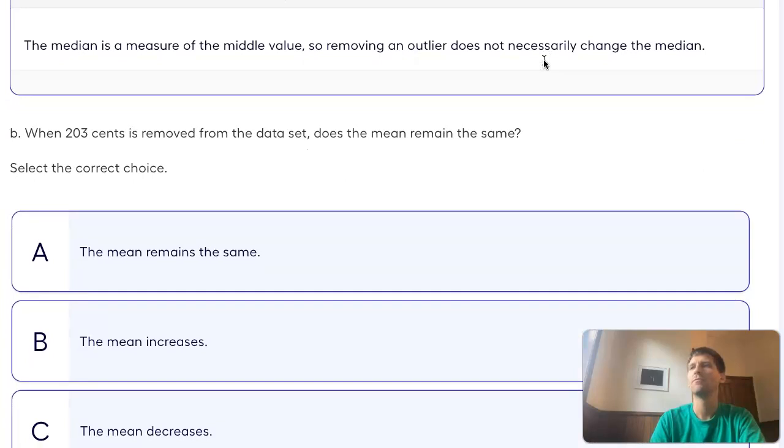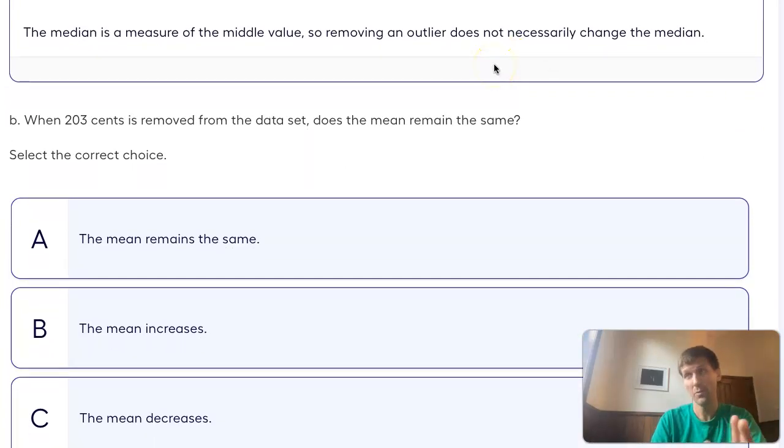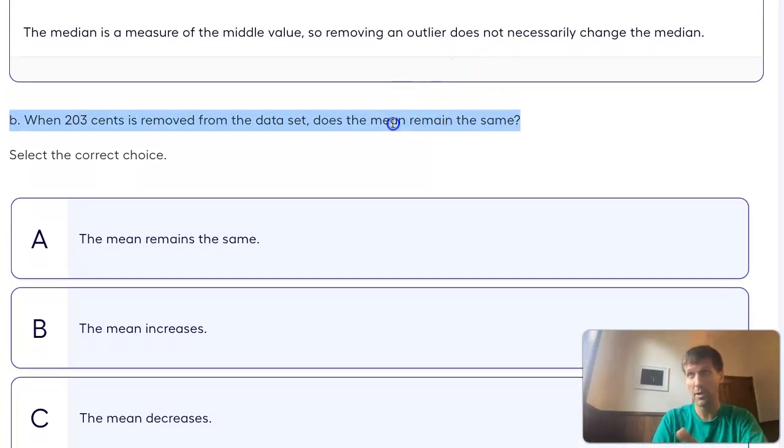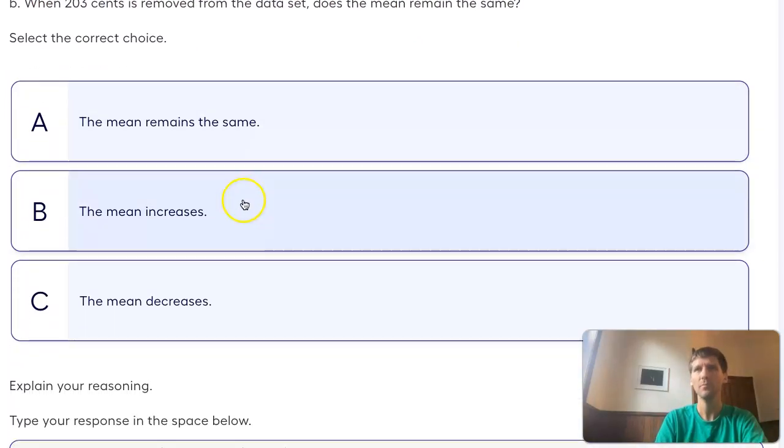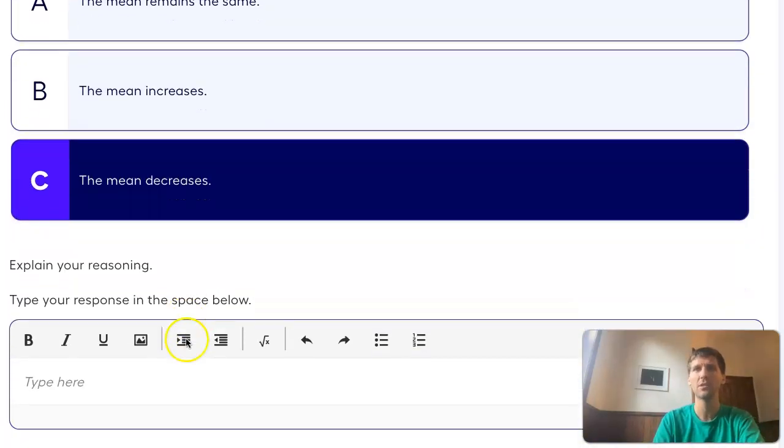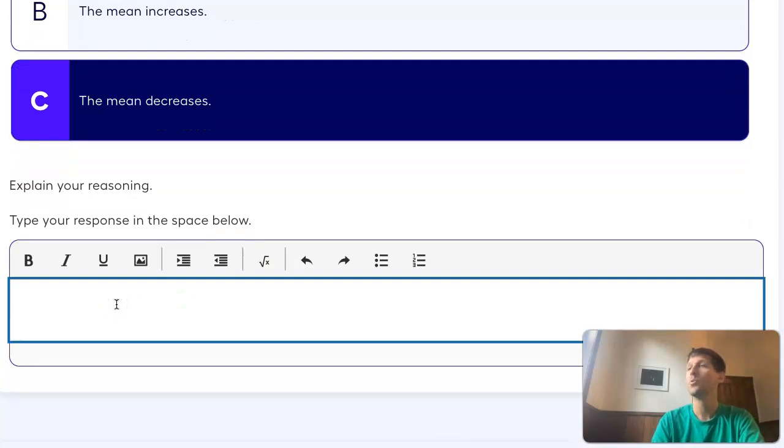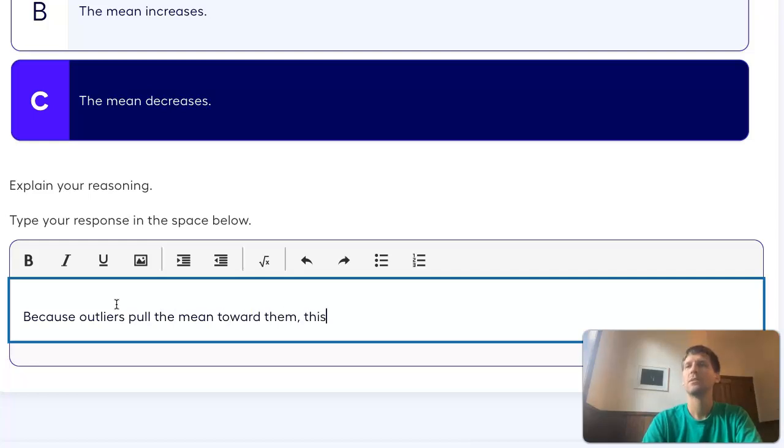Well, now we've removed a whole sum of 203 being added to the numerator in our mean calculation. So the mean would definitely increase because outliers pull the mean toward them. I like that. Because outliers pull the mean toward them, this elimination of a large outlier of 203 would decrease the mean.